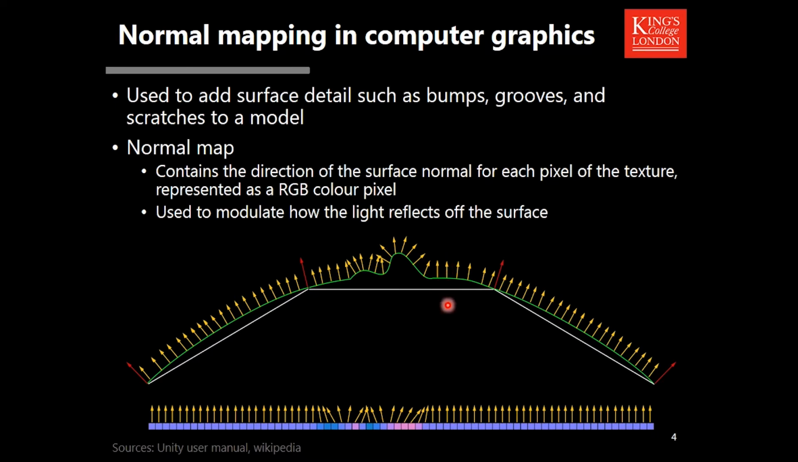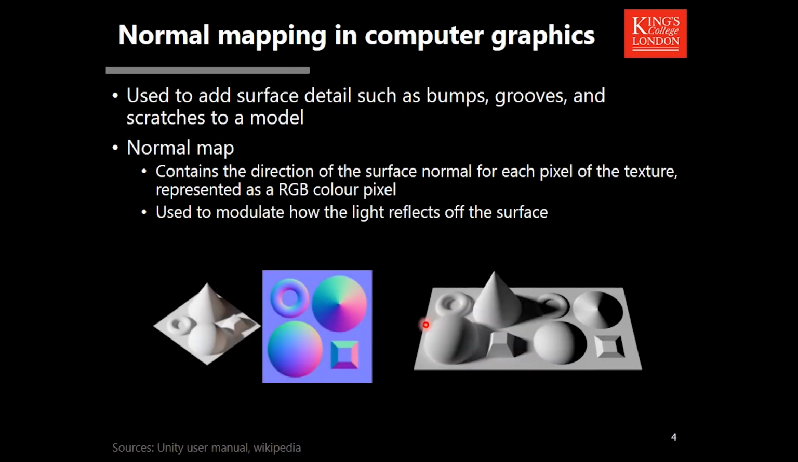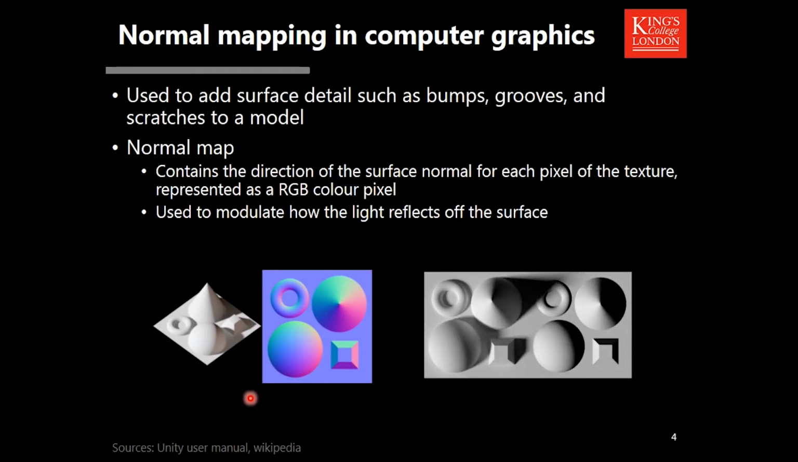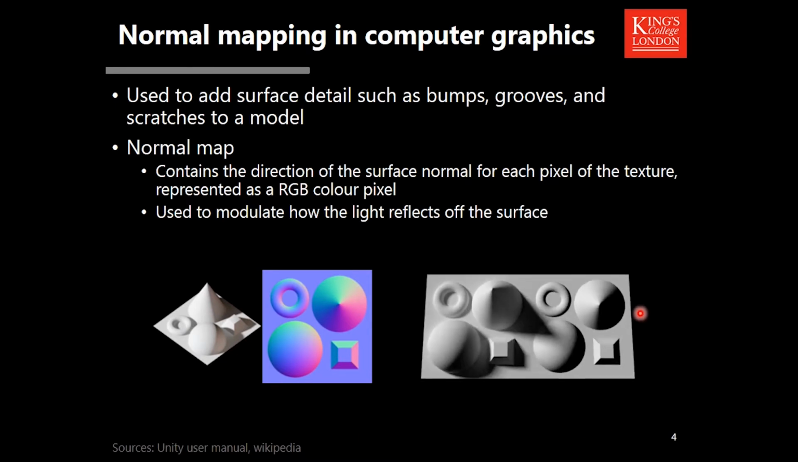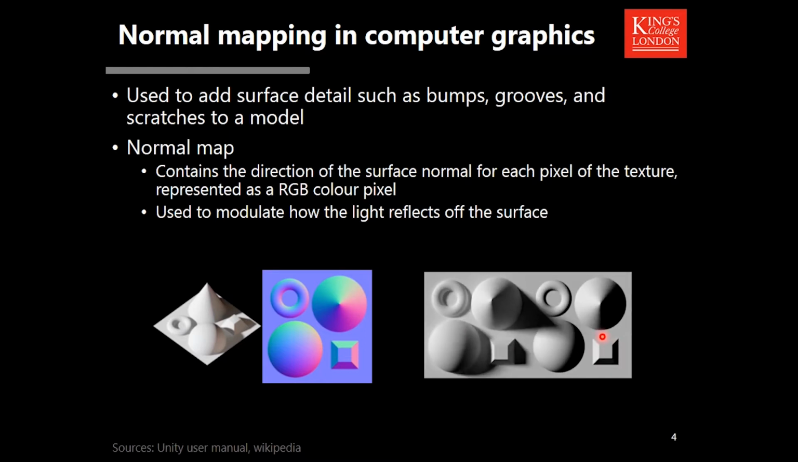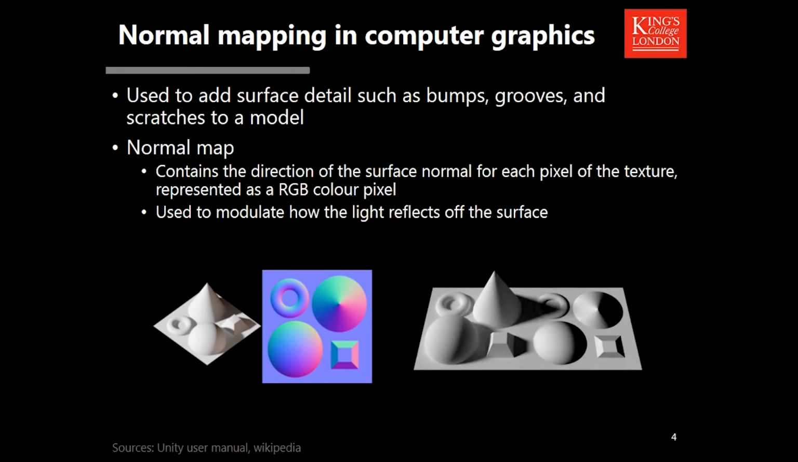This normal map is then applied onto a coarsely meshed model and is used to modulate how the light reflects off the surface, depending on the angle between the surface normal and the direction of illumination, as well as the direction of observation. So here is a simple example, again, of a 3D object and its corresponding normal map. And here is how it would look compared to the real 3D object. This is not the most striking example, but it shows you how it is actually used.